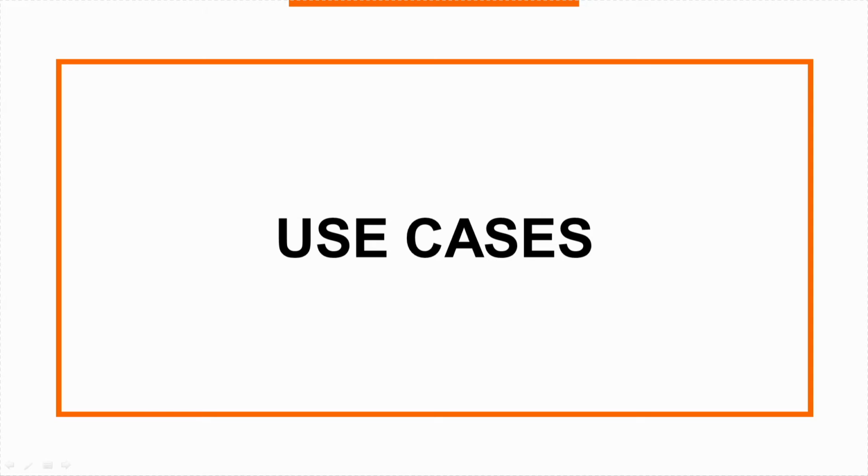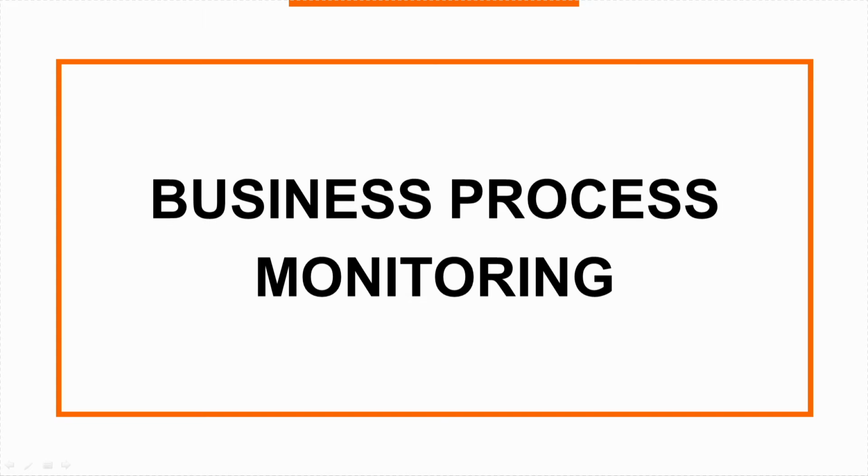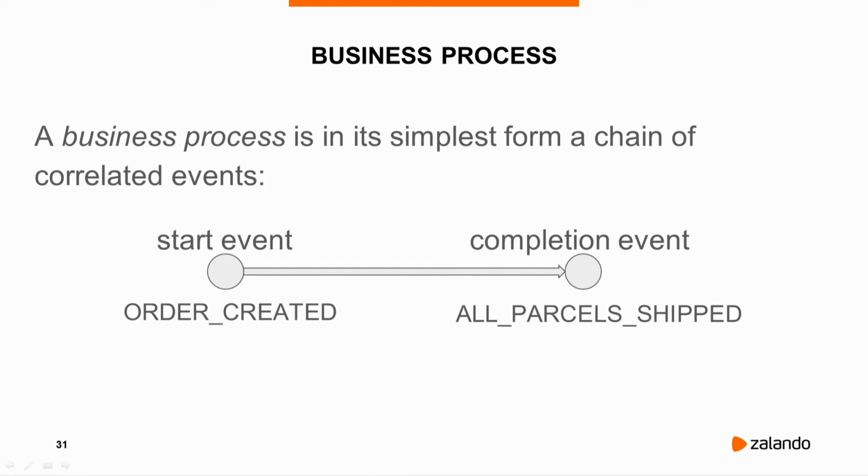Okay, now let's have a look at the use cases. How do we really use Flink for our purposes? First, let's start with business process monitoring. I would like to introduce a short definition of what a business process is. A business process, in its simplest form, is a chain of correlated events. For instance, you have a start event and you have an end event.